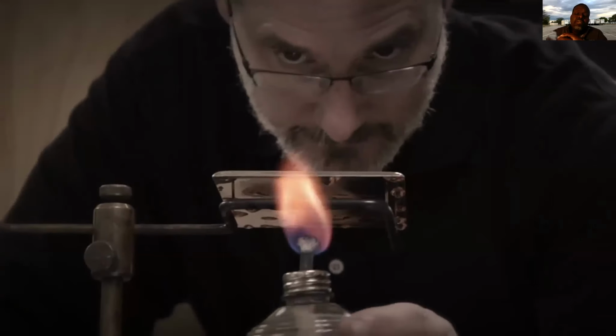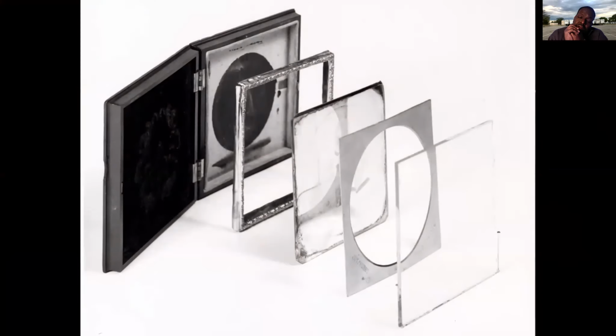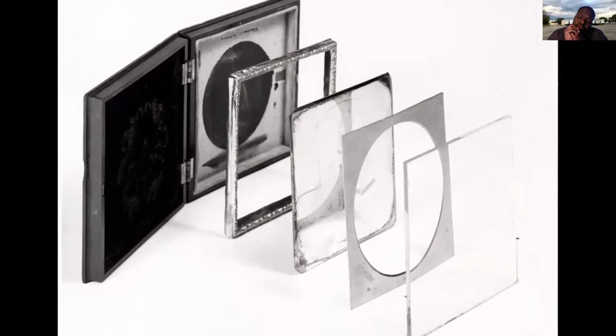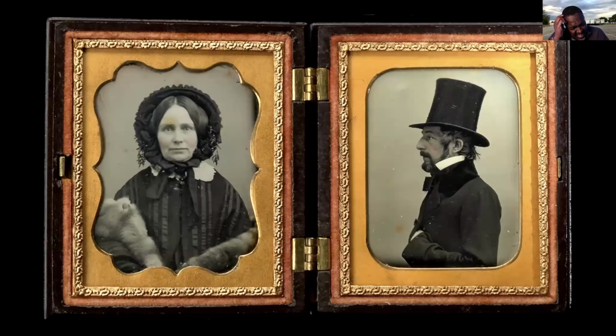You still have to fix the image. And fixing is a strange term. It basically means that you're preventing the plate from changing any more as light strikes it. You place it into a solution that fixes it, something that we now all call hypo. The daguerreotype is placed into a special case. It's designed to keep air away from the plate, because air is what makes silver tarnish.